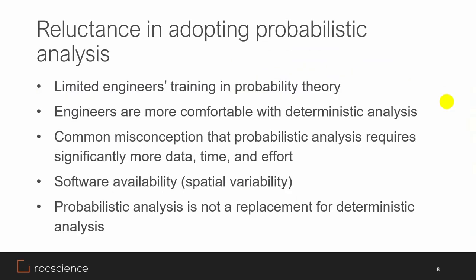So, probabilistic analysis is very important for design purposes, but why is there a reluctance in adopting probabilistic analysis? There are different reasons. The first reason is engineers' training in probabilistic theory is often limited to basic information during their early years of education. The second reason is engineers are more comfortable with deterministic analysis compared to probabilistic analysis. Also, there is a common misconception that probabilistic analysis requires significantly more data, time, and effort, which we are going to show you in this lecture is not the case.